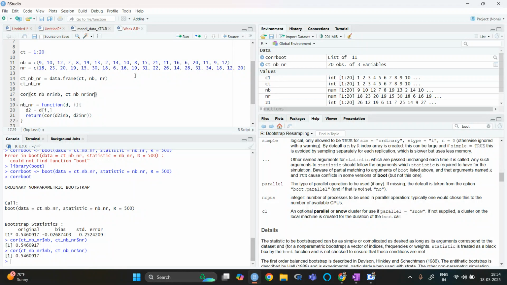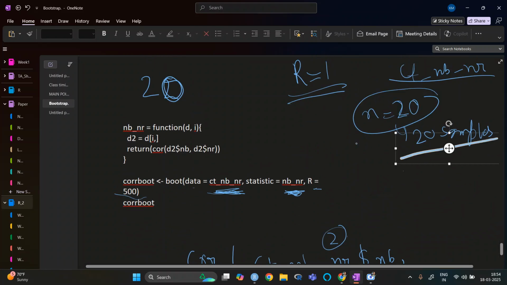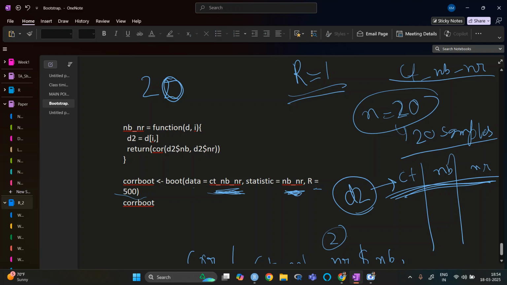Okay, and the same will be taken for the NR. So it has taken this one sample, and for that it has created its CT, NB, NR. For that CT, NB, NR, what I am saying is that find D, and then I, so I for I equal to 1. Now this Di is saved in D2. So what I am saying is that return me the correlation of this D2, NB, and NR.